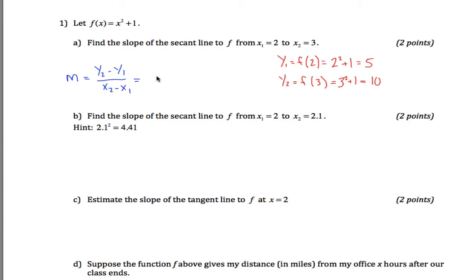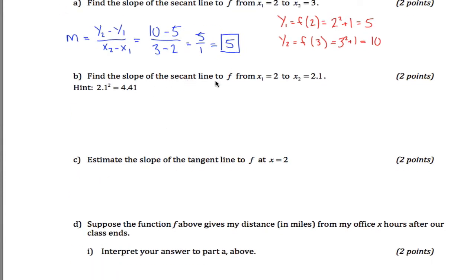y2 is 10. y1 we got is 5. x2 is 3, and x1 is 2. So we get 5 over 1, in other words, 5. So the slope of the secant line from 2 to 3 is 5. There you go. Next, find the slope of the secant line from 2 to 2.1.